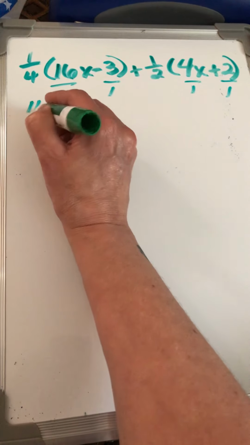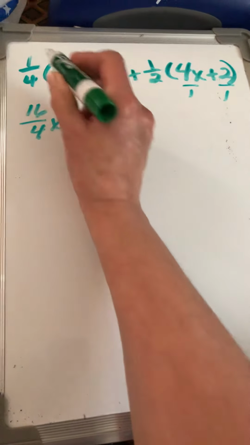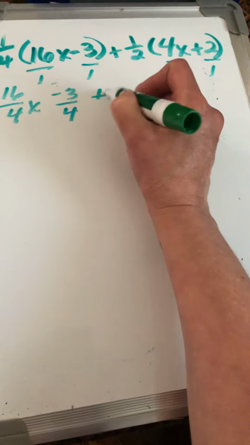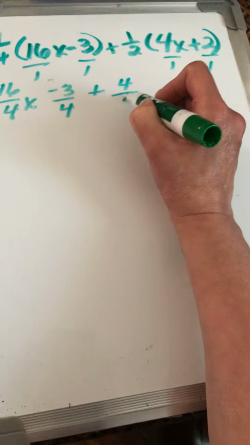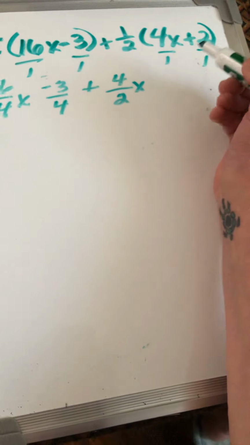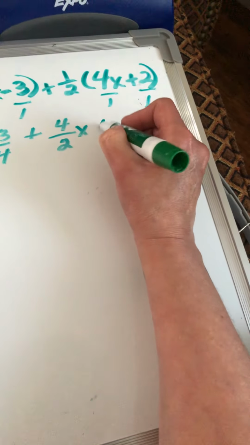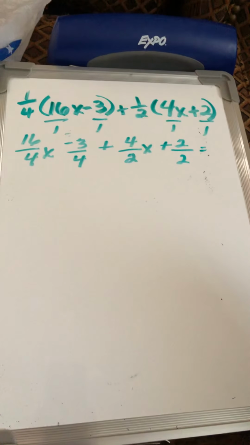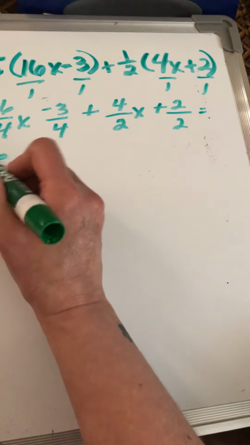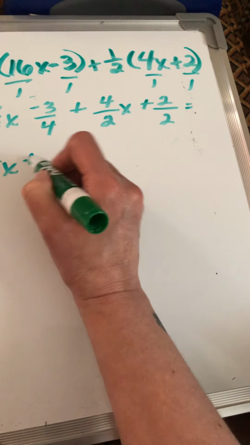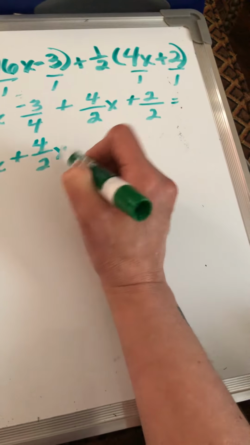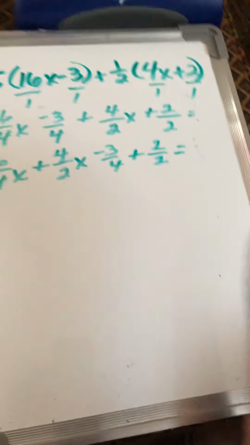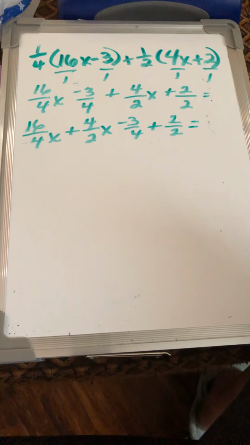1 times 16, 4 times 1. 1 times -3, 4 times 1, 1 times 4, 2 times 1. Don't forget the x's. 1 times 2, 2 times 1. I'm going to group my like terms together. I'm going to simplify anything that I can.